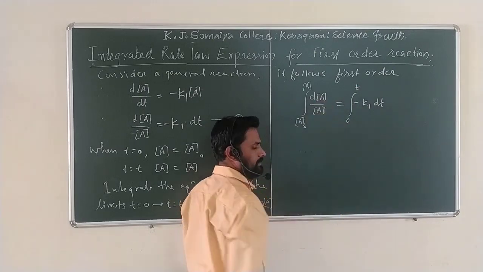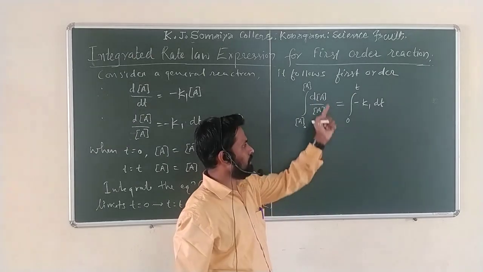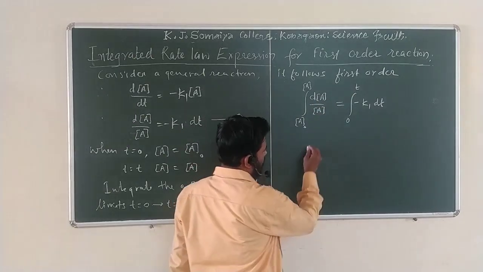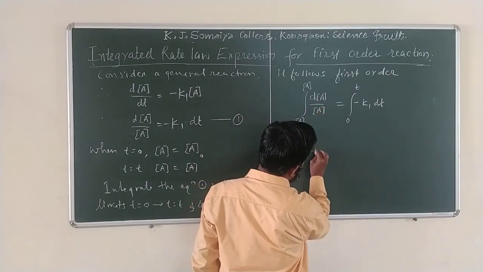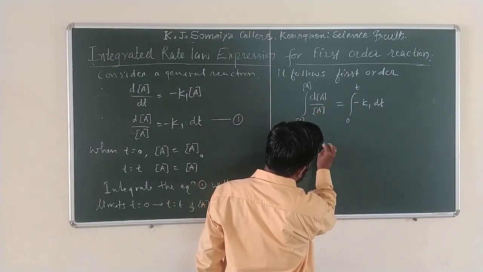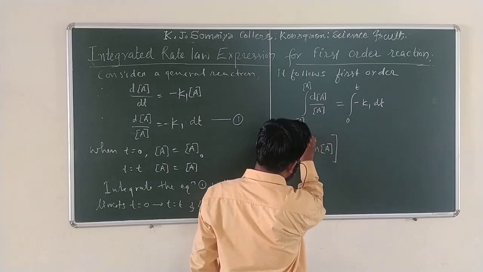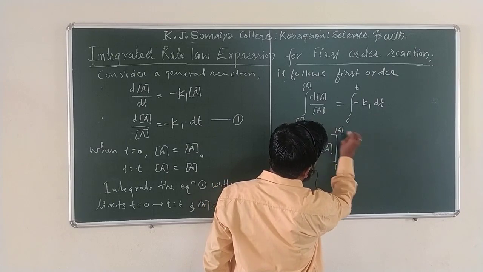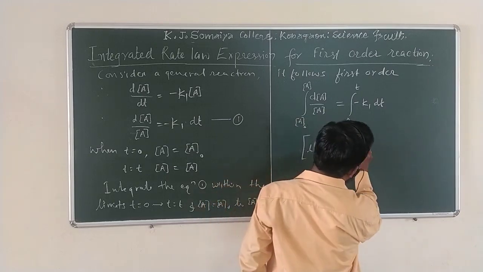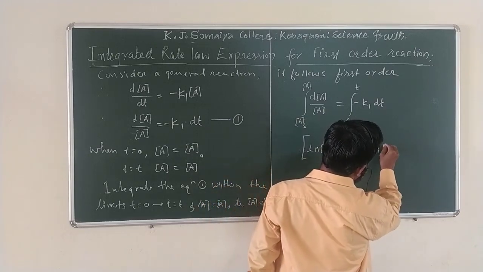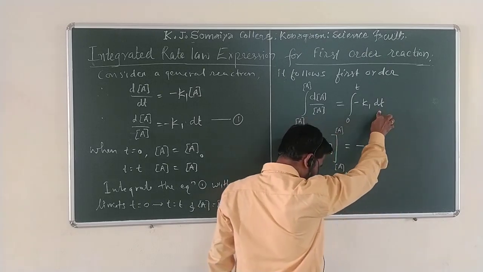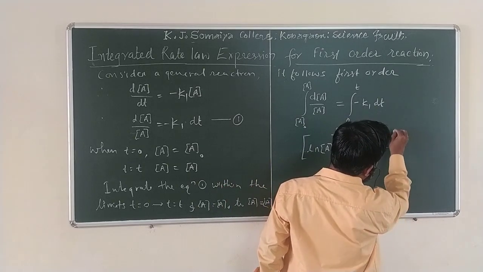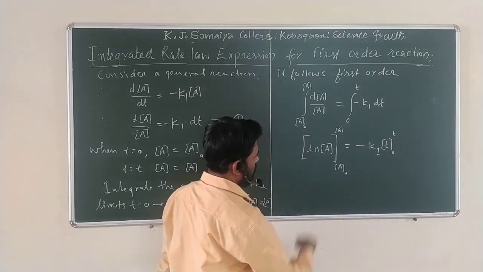Now for dA upon dt, as we know there is a mathematical formula, integral of 1 upon x dx, that goes to ln. So after integrating you will get ln A. Now put the limits from A0 to A, equal to minus K1, integrated with respect to dt, that will become t, from 0 to t.